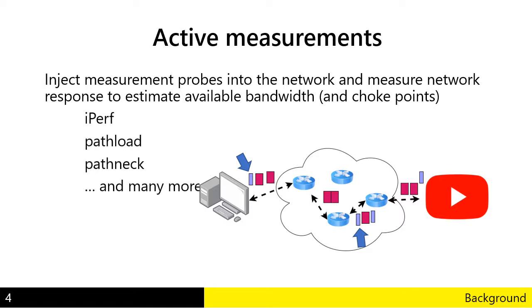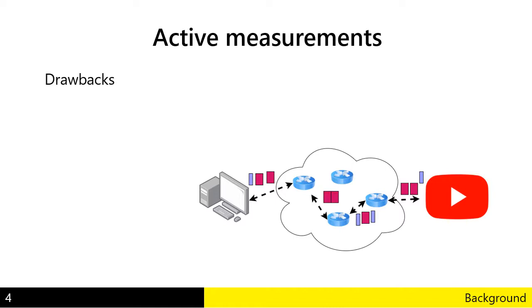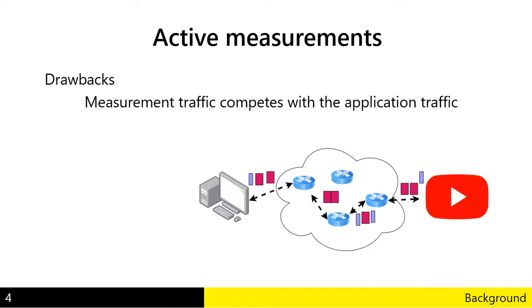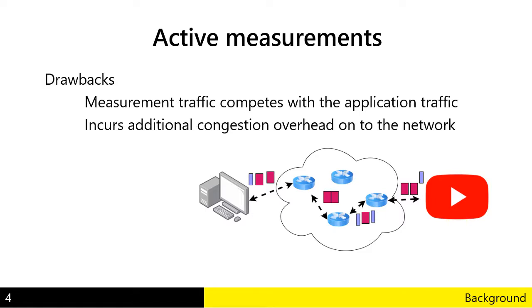There have been a lot of tools proposed in the prior literature that measure, for example, available bandwidth and where the bottleneck location is, by crafting different kinds of measurement traffic. The drawback to these, however, is that measurement traffic actually ends up competing for bandwidth with the application traffic, thereby affecting the performance of the application traffic, and it incurs additional congestion in the network as well, which may cause congestion for other clients sharing the network.